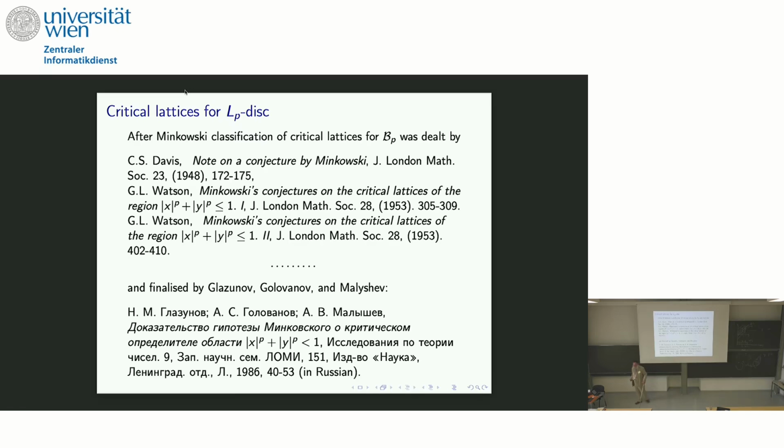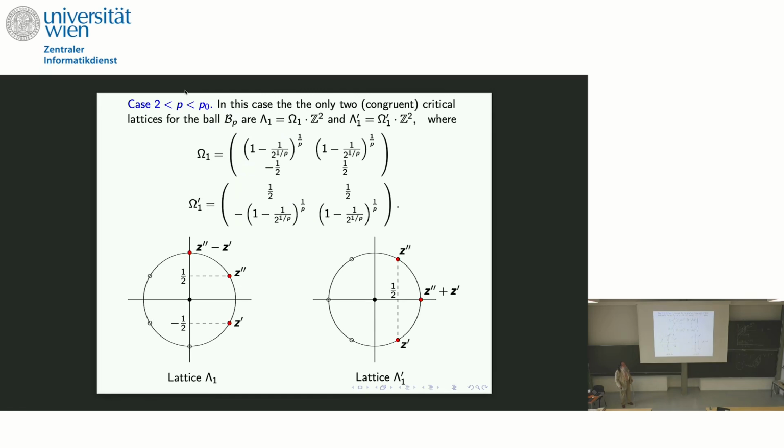I think that now it is much easier to do it with computers, and I think that better formulas for continued fractions, clever formulas for continued fractions, may enable somebody to give a proof without a computer. But this is not done yet. Okay, so I will continue quickly with a description of critical lattices.